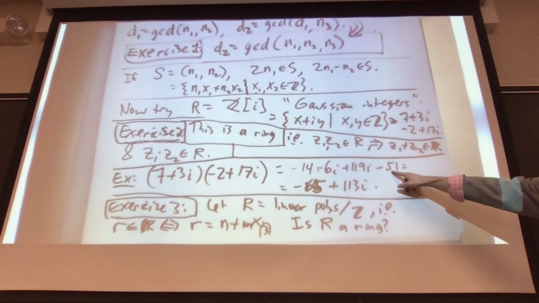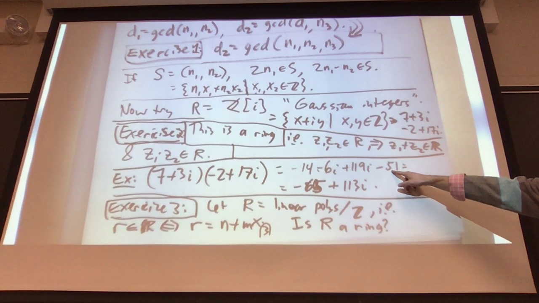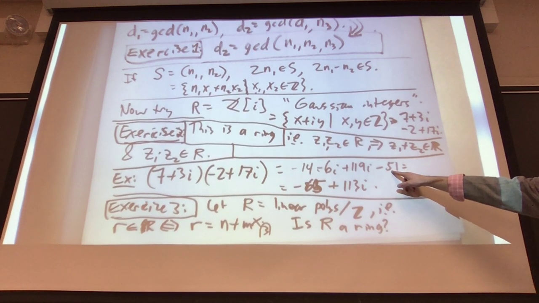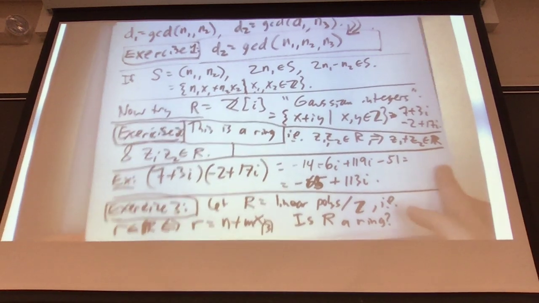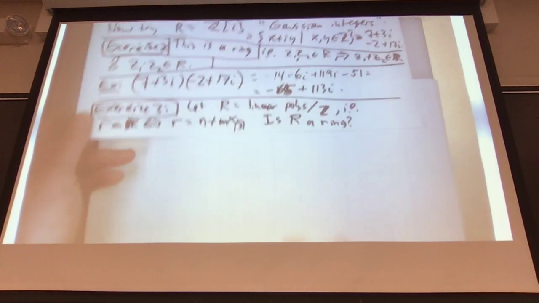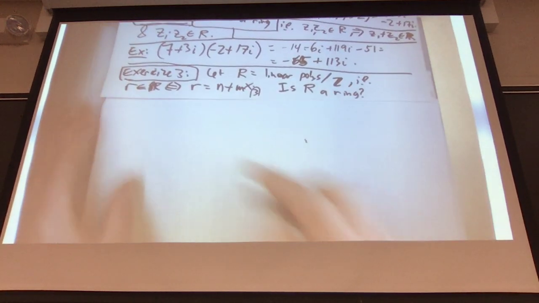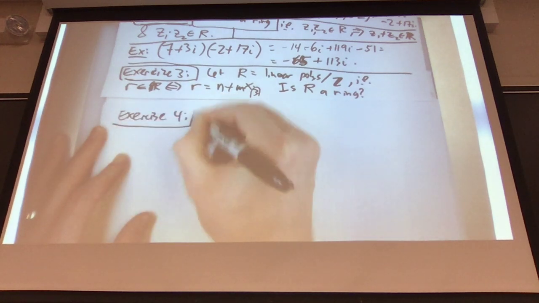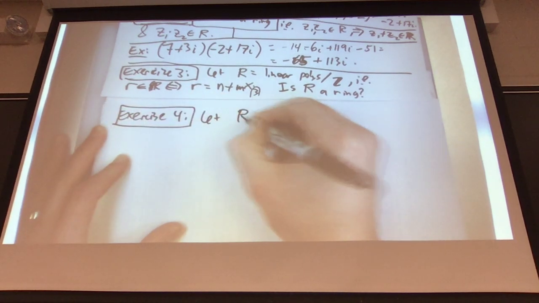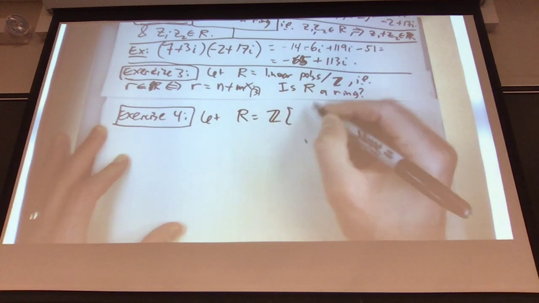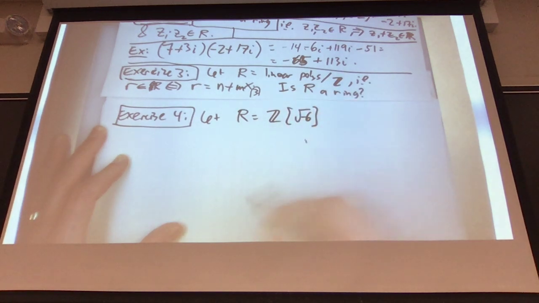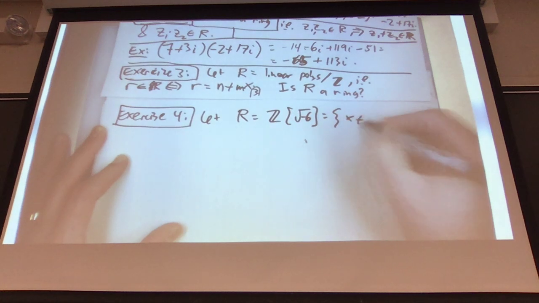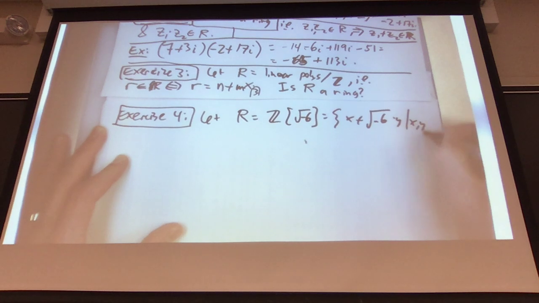Karen. Can you have a ring with a square root, so it's an integer plus an integer times a square root? Yes. Great question. Exercise 4. Let R equal Z adjoin root minus 6. So this is the set of all x plus square root of minus 6 times y, where x and y are integers. Is this a ring?